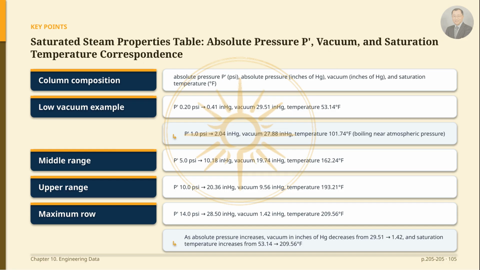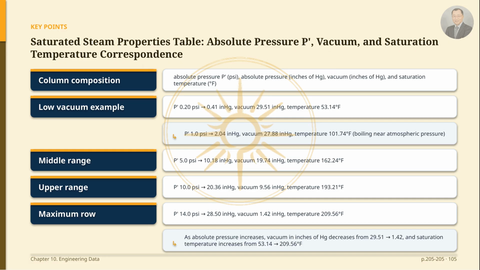162.24 degrees Fahrenheit. Moving toward the upper limit of the table, at P' 10.0 psi, the temperature is 193.21 degrees Fahrenheit, and in the final row, at P' 14.0 psi, it reaches an absolute pressure of 28.50 inches Hg, a vacuum of 1.41 inches Hg, and a saturation temperature of 209.56 degrees Fahrenheit.